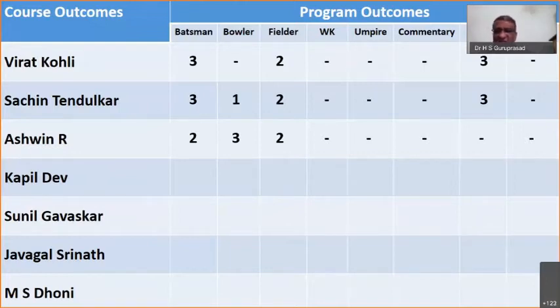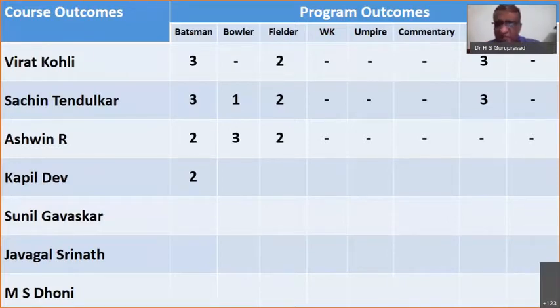Kapil Dev to batsman. What is the level of mapping? 2 or 3? Carefully understand, Kapil Dev was a fantastic batsman, but you cannot map Kapil Dev to 3. He is not such a batsman like Virat Kohli, Tendulkar and all. He was an all-rounder. He was a decent batsman, but still, yes, 2. Kapil Dev to batsman, it is 2. He cannot be mapped to the level of Virat Kohli or Tendulkar or Sunil Gavaskar. So he was a decent batsman to an extent of 2.